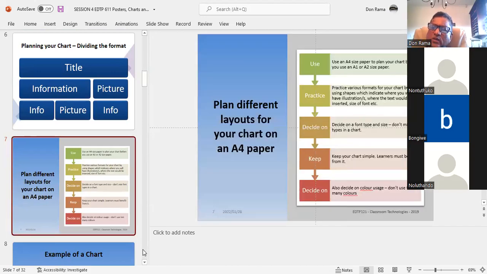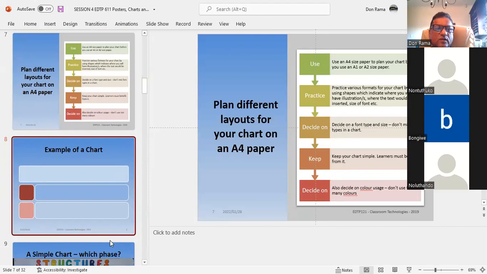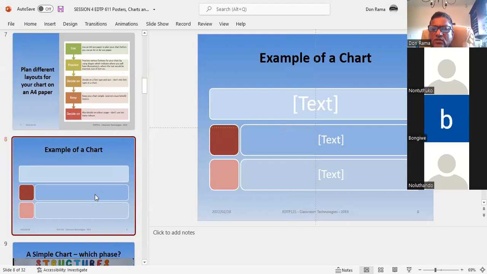Right. So when you are planning your chart, you don't do just one plan and say, okay, this is fine, this is how I'm going to do my chart. You can have a number of plans and decide which one is going to be the most effective for your learners. Okay. So we're just going to look at some examples of charts now. This slide here is also giving you an example of how you're going to lay out your chart. Now I'm going to look at the next example.